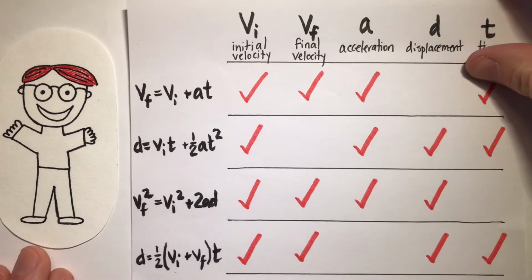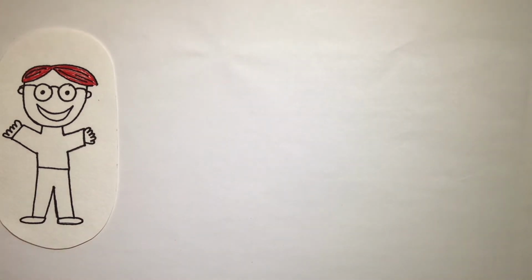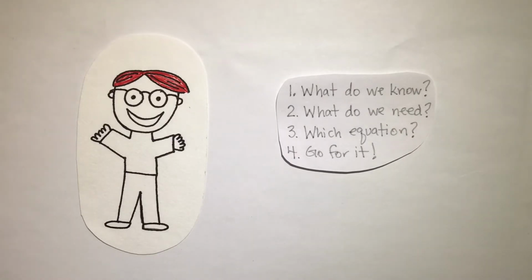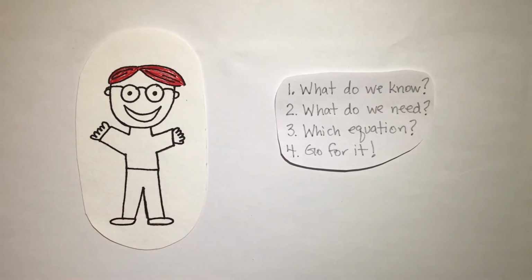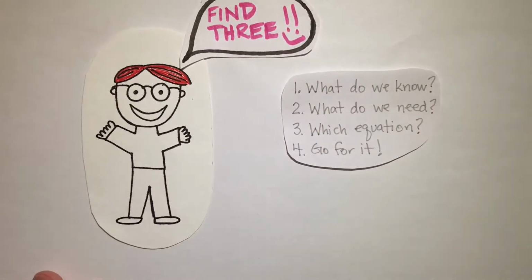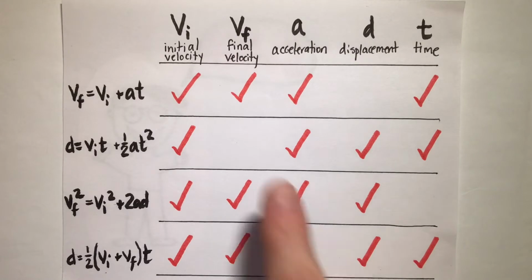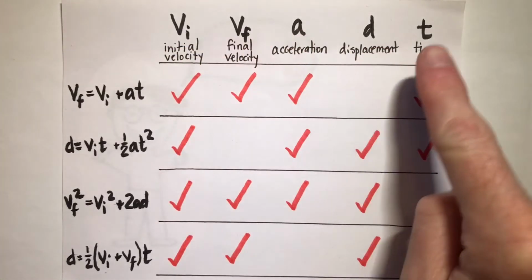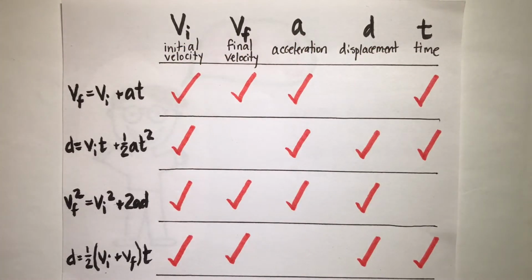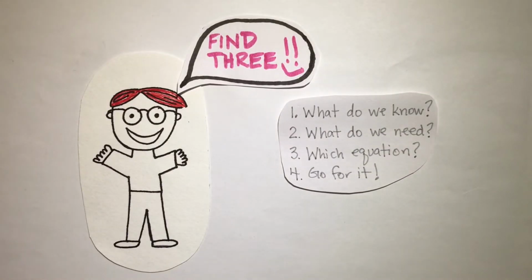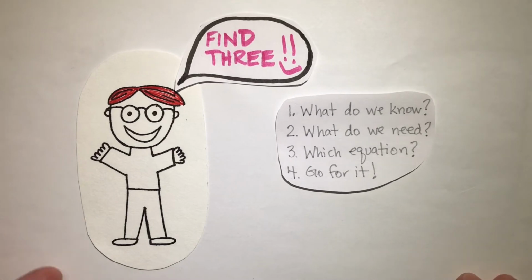This can be extremely helpful, but there are 4 other things that we need to consider with every kinematic equation problem. We need to ask ourselves, what do we know? Secondly, what do we need? We also need to ask ourselves, which equation should we use? And then we need to go for it. And before we go for it, we need to keep in mind we have to find 3. Big important thing to remember. What do I mean by that? There are 3 variables that we need to have in order to find a 4th. Once you've identified the 3 variables you need and the 4th one you need to find, that'll help you find your equation. So let's take a look at a simple problem.